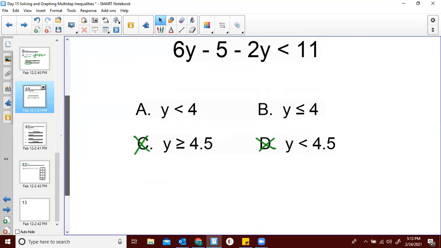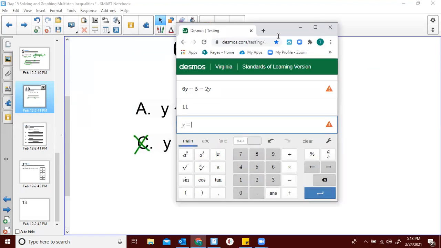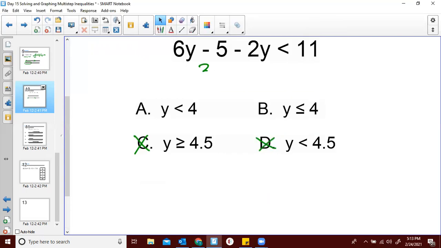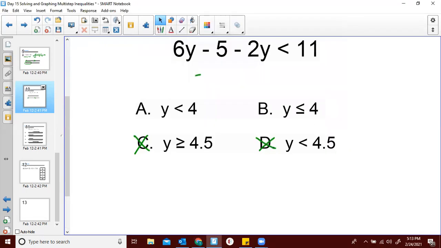All right, so let's just test a big number. I'm going to try a positive 100. And you'll see that I get 395 for my left-hand side and 11. Is this true? Is 395 less than 11? It is not. So let's go ahead and try a negative 11. And you'll see that we get negative 405 is less than 11.